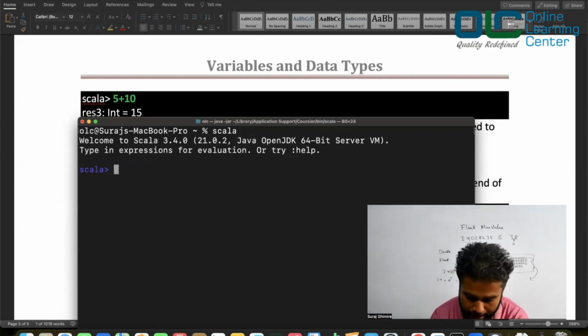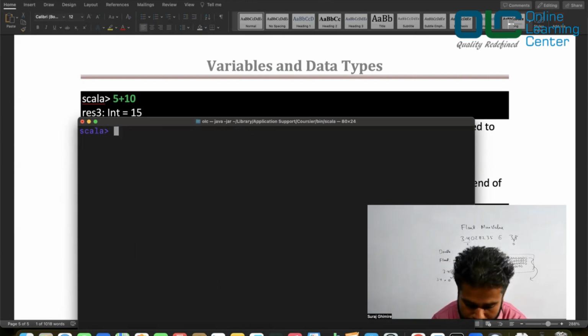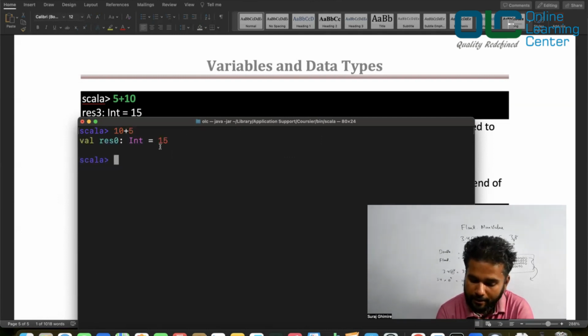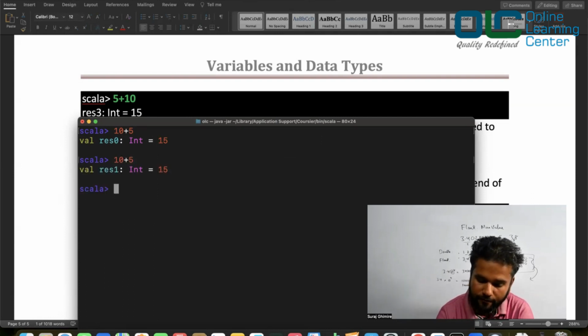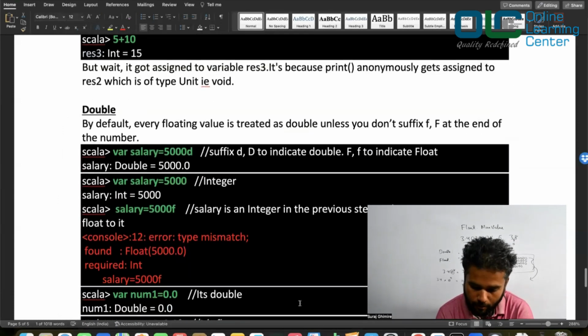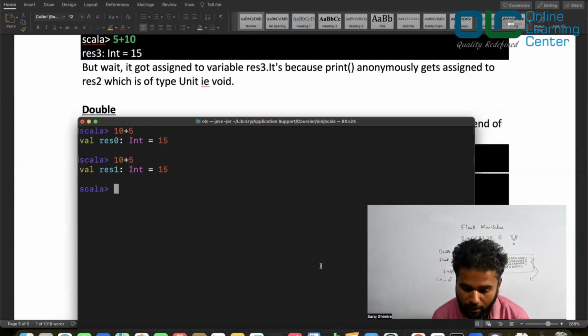I'm back with another new session, and let me say 10 plus 5, 15. Okay, again it started with res0. I'll again write 10 plus 5, and it was assigned to res1 and so on. So this keeps going. As you open a new terminal, it starts with res0, and every assignment that you do, if you don't assign it to a variable, then it ultimately assigns you a temporary variable.